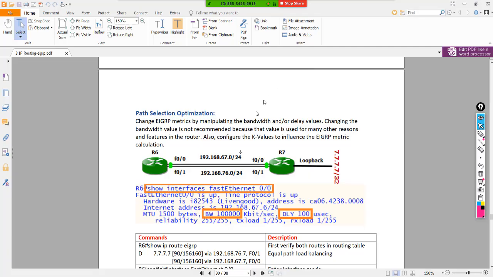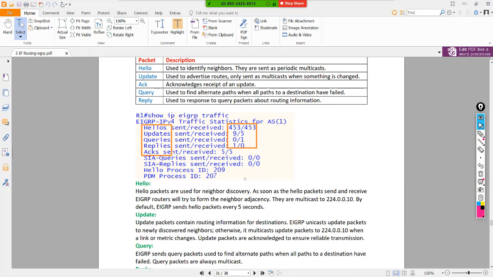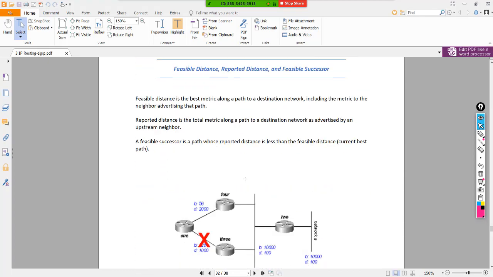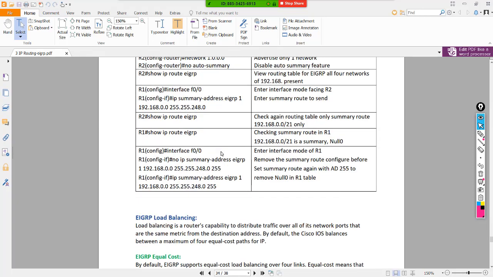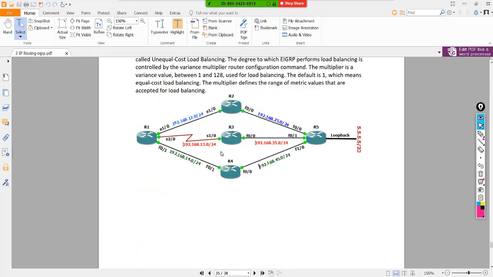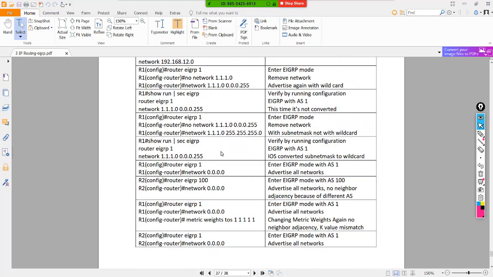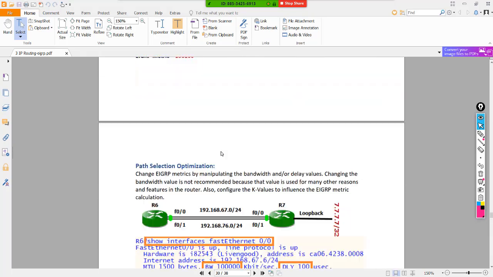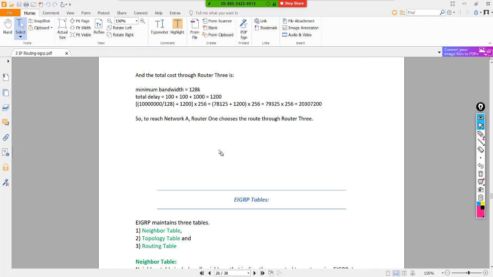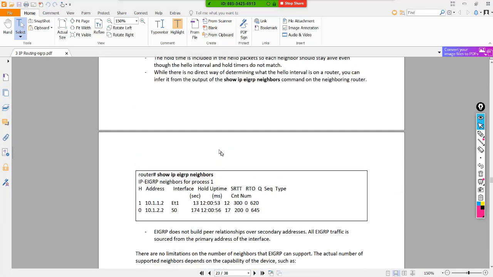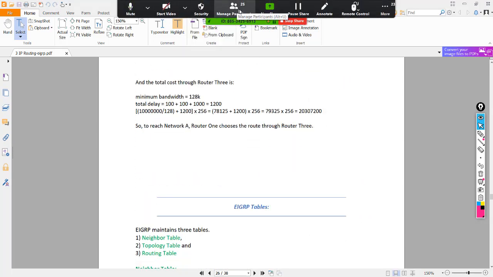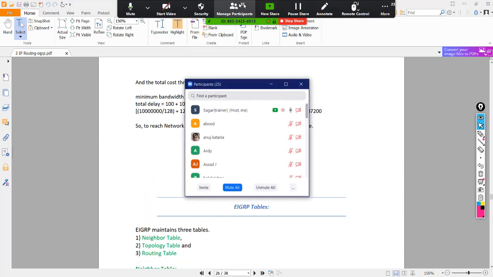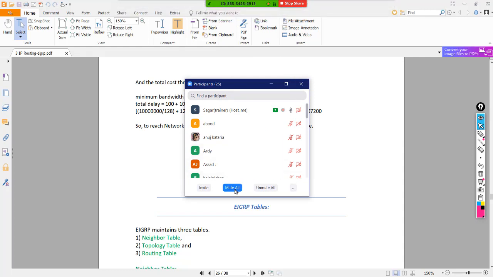Okay, so let me quickly check if I have something pending for today. I guess we are done, and the next things will be taken up in the next class, like summarization and path manipulation. Next, the other things we have covered today. Fine, so I'll let you guys have Q&A in case you have any doubt. So you can ask me.